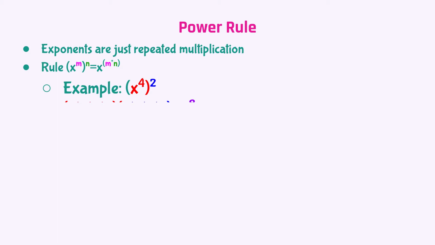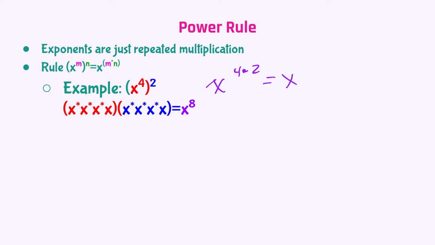What it's really saying is that we have x to the 4th, which is x times x times x times x, and then another group of x to the 4th, because we're squaring it. So x times x times x times x. Wow, that was hard. And then when we add up all of the x's there, we have x to the 8th. But it's easier, instead of writing all those x's out, to write it as just x to the 4 times 2, which is x to the 8th.